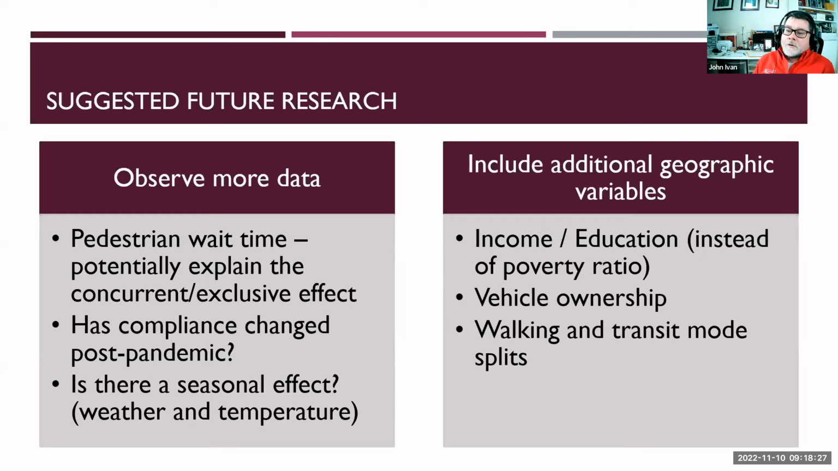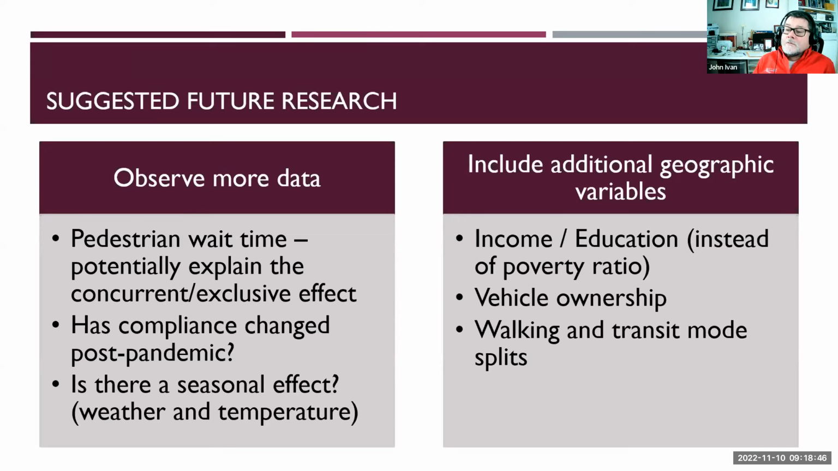But we believe that noting the wait time might explain the concurrent exclusive effect, rather than it just being the type of signal. That probably explains what's really going on. And we might see some differences then within the concurrent signals as well for a long cycle length.